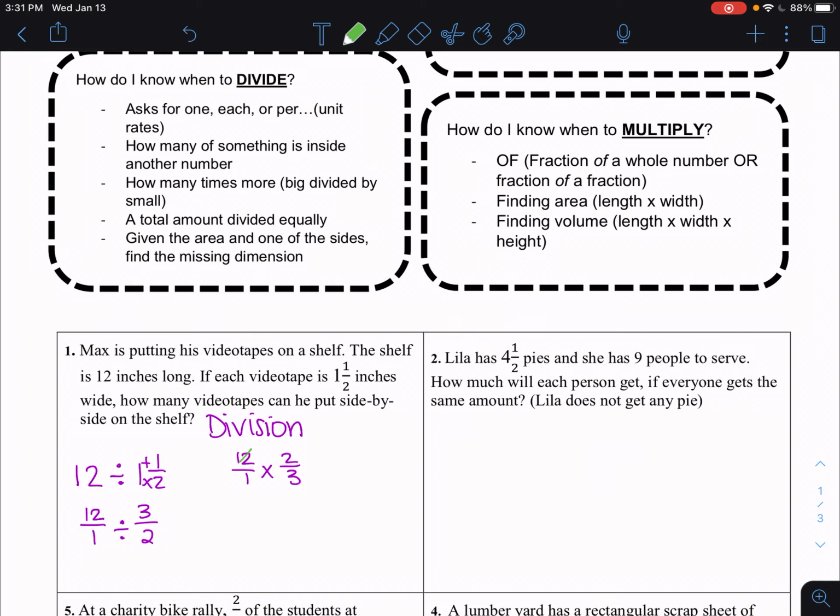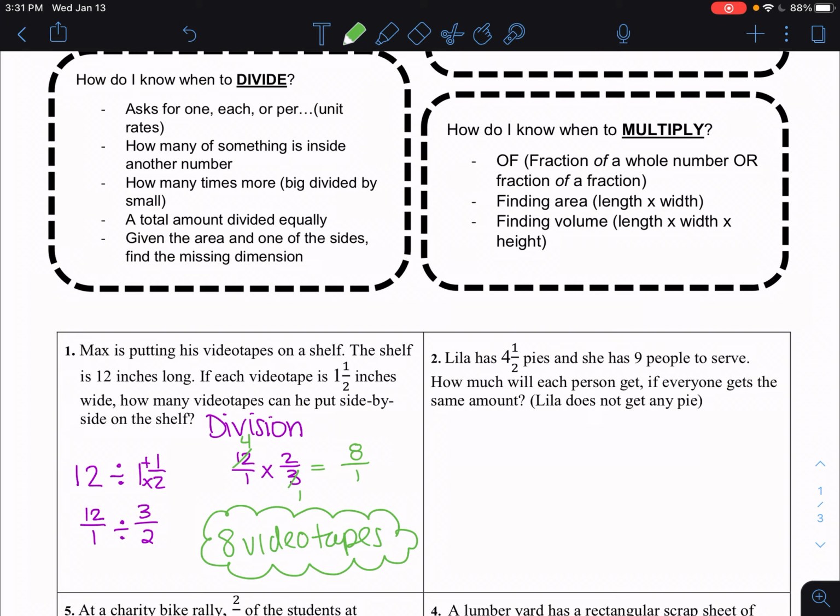12 and 3 have a 3 in common, so this becomes a 4 and this becomes a 1. So 4 times 2 is 8 over 1. Now, when we solve word problems, these problems have a context to their answer, so we're trying to answer the question. So the question says, if each videotape is 1.5 inches wide, how many videotapes can he put side by side on the shelf? Well, he can put 8 videotapes. So your answers have to have context. They have to answer the question.